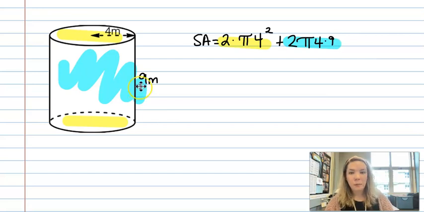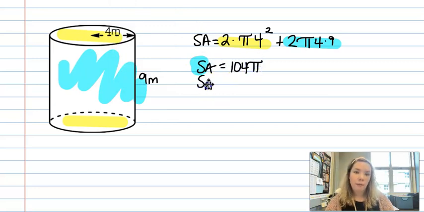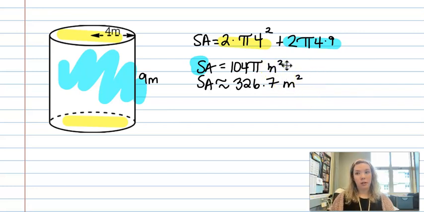So my exact form, remember we've been talking a lot about exact form and approximate form. My exact form is 104 pi, and if I toggle, my rounded form is 326 and 7/10 square meters. Okay, you have to know the difference. Surface area and area are square units. Volume is cubic units. All right, so that's it for today. We're going to work on some of these examples on Delta Math.